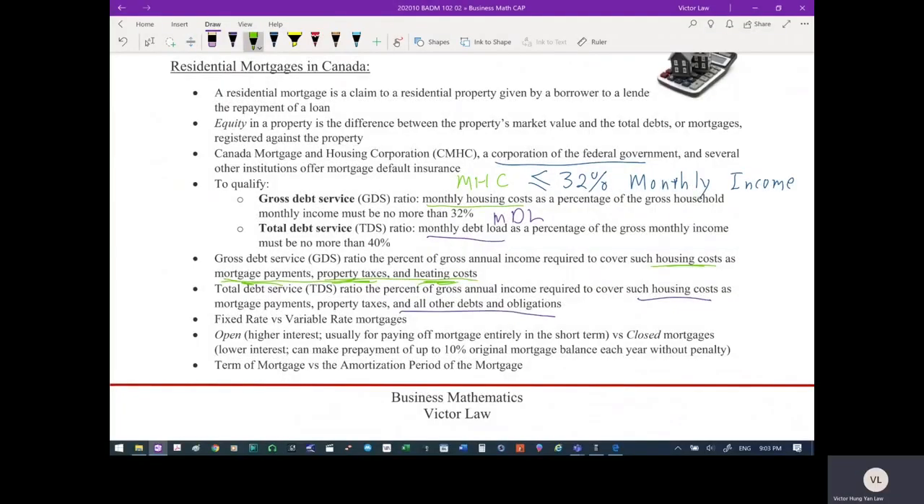And the second ratio that they look at is TDS. Basically what they're saying is that your TDS, your monthly total debt load, should be less than or equal to 40% of your monthly income. So that's the second criterion that they look at.